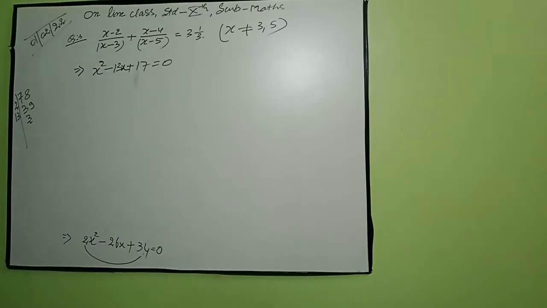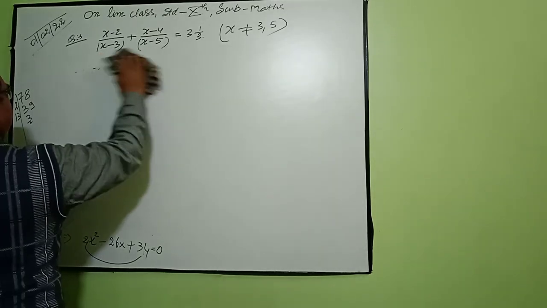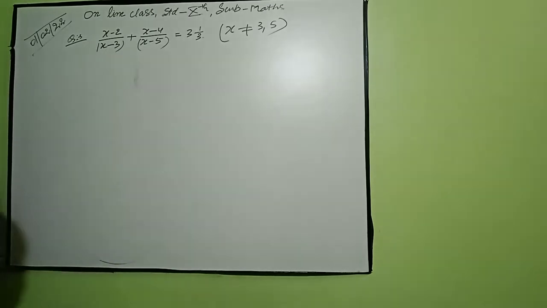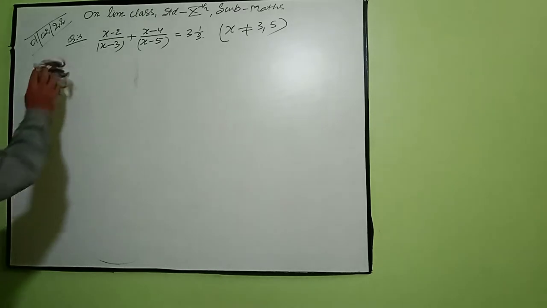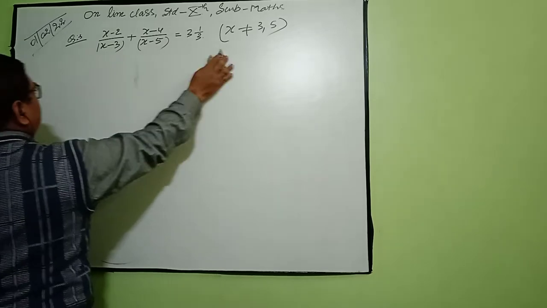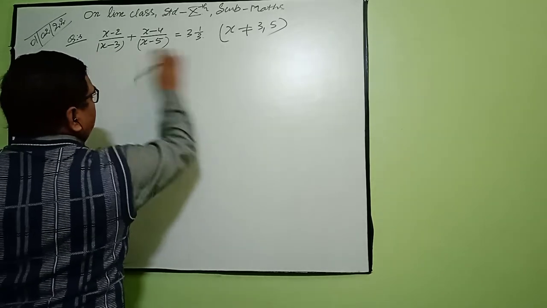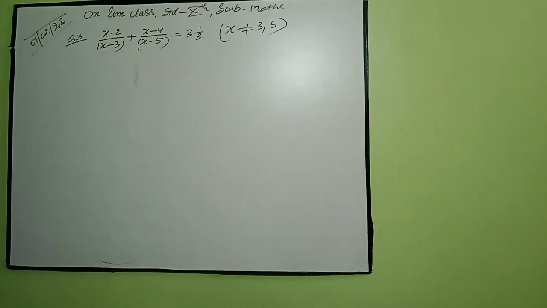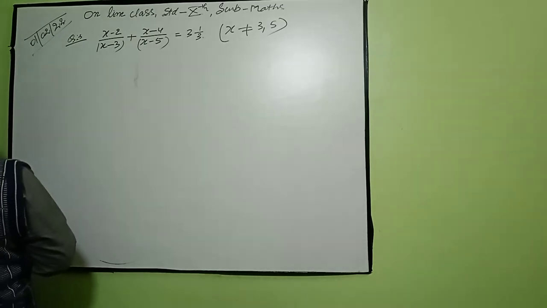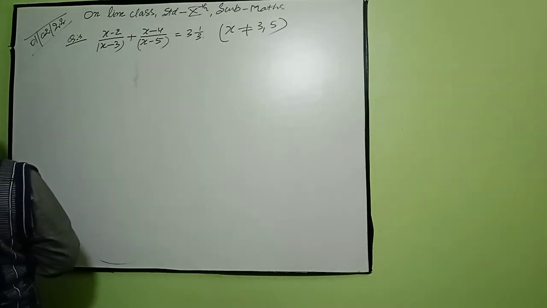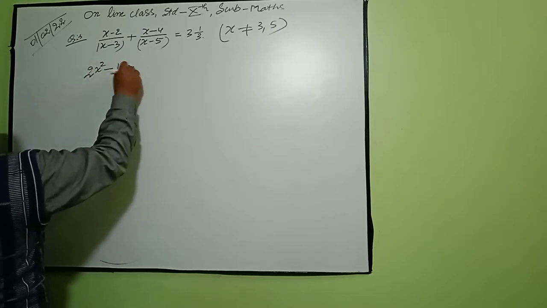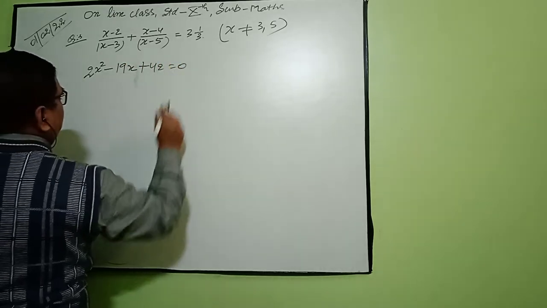Not 34, but it will be quite different. Okay. Now, x square minus 19x plus 42 equal to 0.